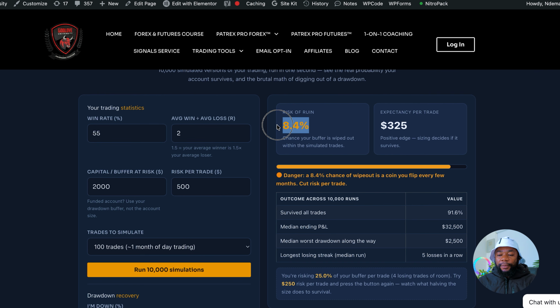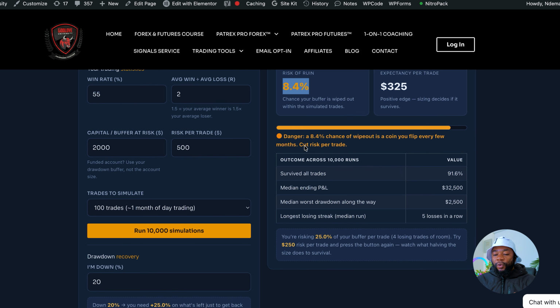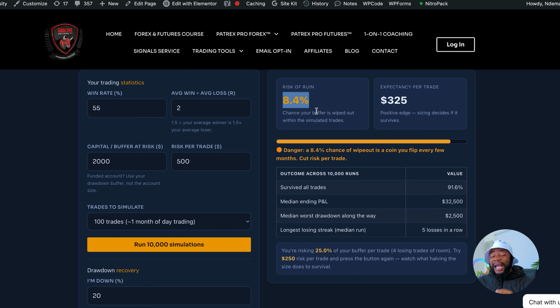And then my risk of ruin is 8%, the chance your buffer is wiped out within the simulated state. So my risk of ruin is actually good, but I'm still in the yellow zone. When you're in the yellow zone, there's a recommendation, which you can see here. It says danger. An 8.4% chance of wipe out is a coin you flip every few months. Cut risk per trade. So I have an 8.4% chance of being wiped out, of blowing that account with this current risk.